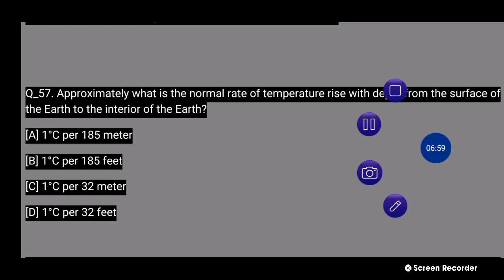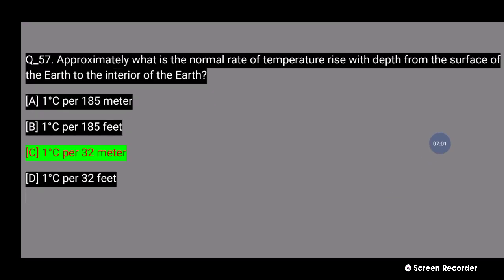Number C, 1 degree Celsius per 32 meters. That is approximately the normal rate of temperature rise with depth from the surface of the earth to the interior of the earth.